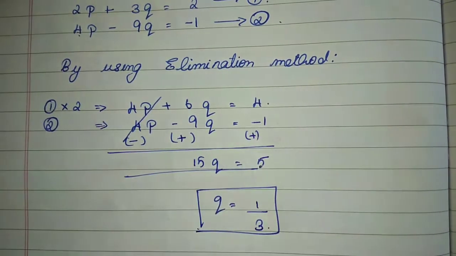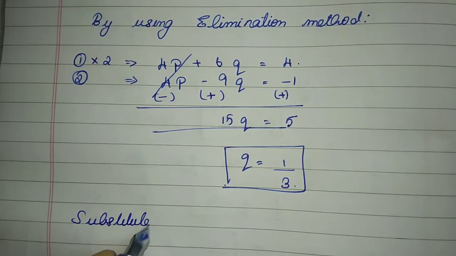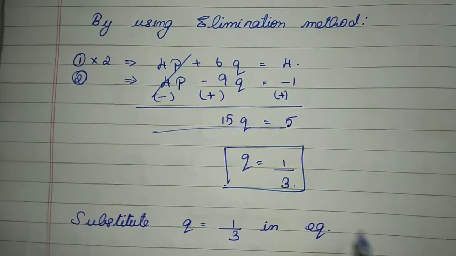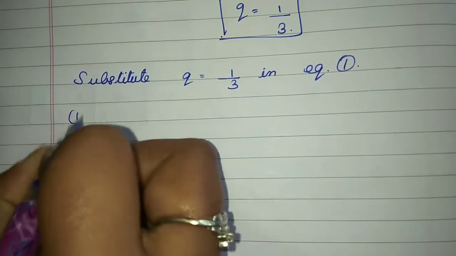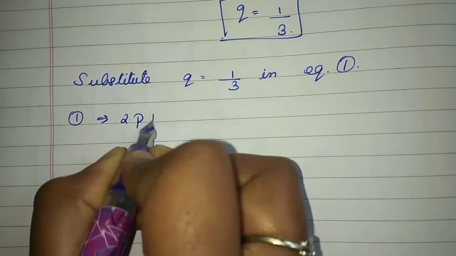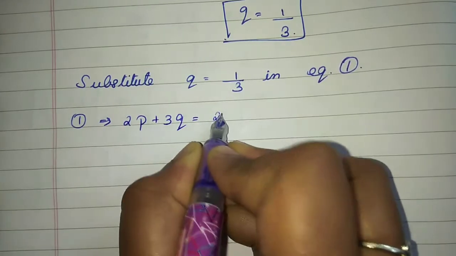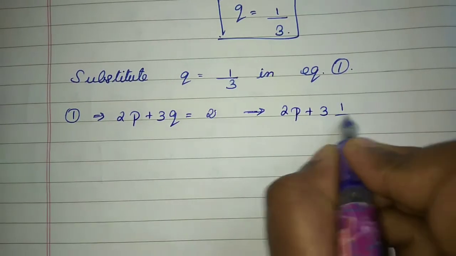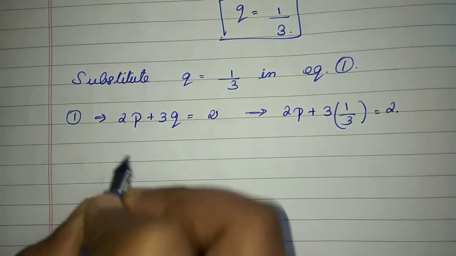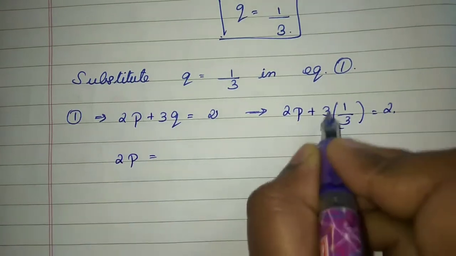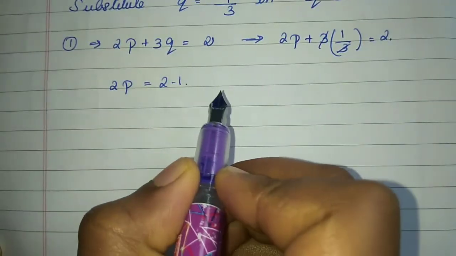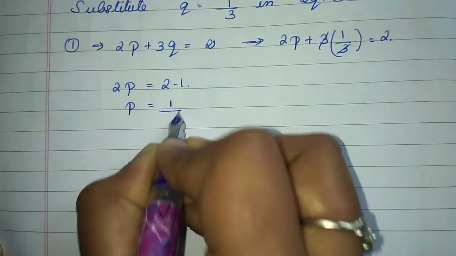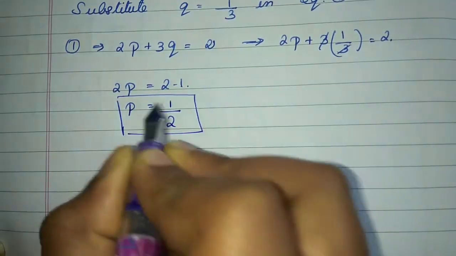That is the original equation. So substitute q is equal to 1 by 3 in equation 1. So equation 1 implies 2p plus 3q is equal to 2. So this implies 2p plus 3 into what is q? 1 by 3 is equal to 2. So 2p is equal to, I will just take this side, 2 minus 1. So p is equal to 2 minus 1 is 1, divided by 2. So therefore p value is 1 by 2.